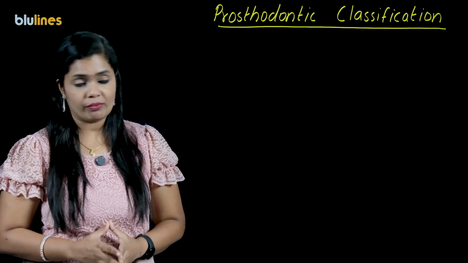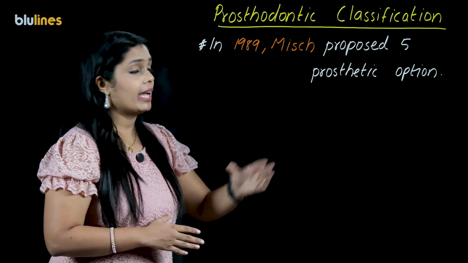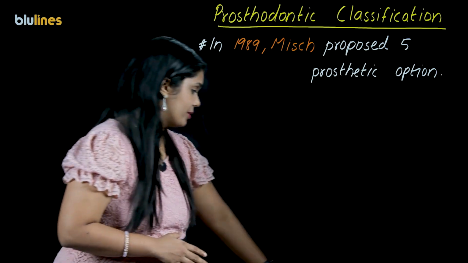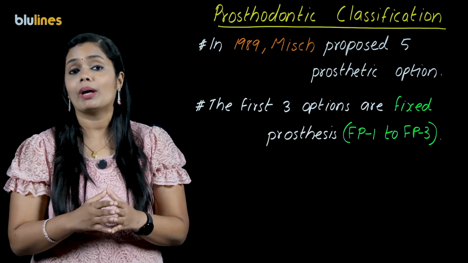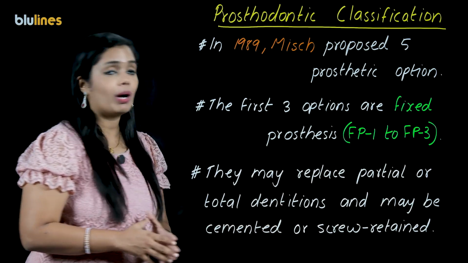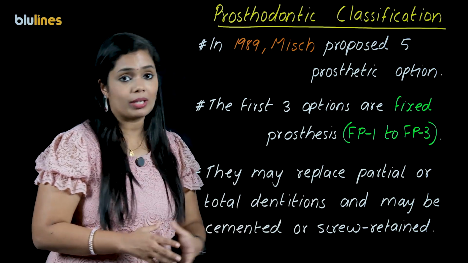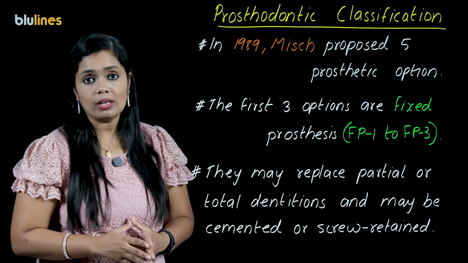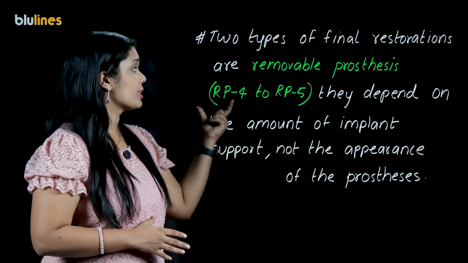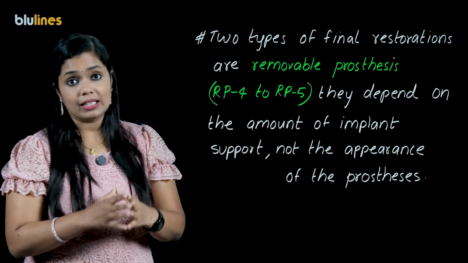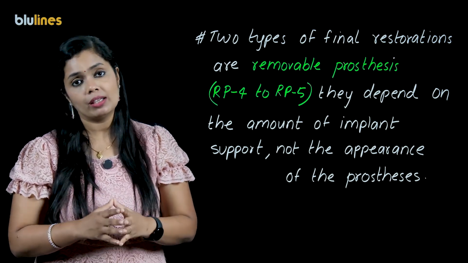Next is the prosthodontic classification. It was given in 1989 by Misch, and he proposed 5 prosthodontic options, in which the first 3 options are fixed, which are FP1, FP2 and FP3, and they replace partial or the total dentition and may be cemented or screw retained. The other 2 types are the removable prostheses, that is RP4 and RP5, and they depend on the amount of implant support and not on the appearance of the prosthesis.